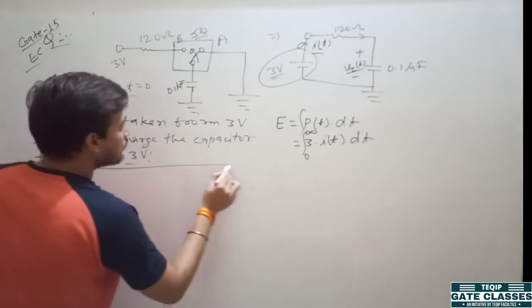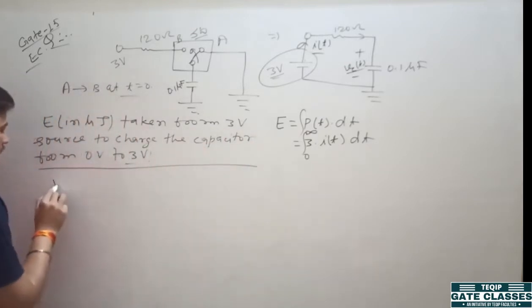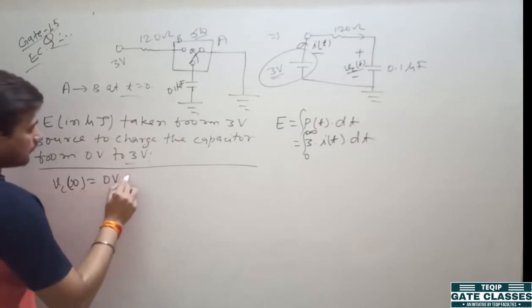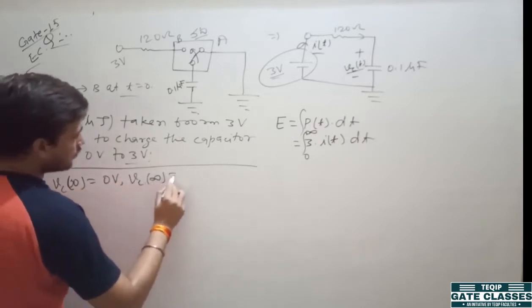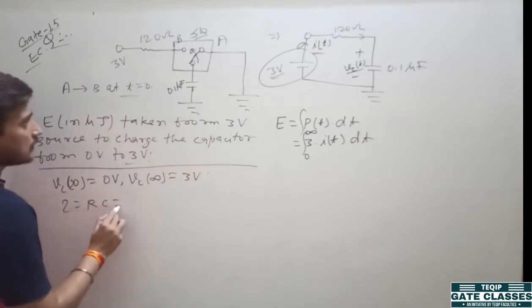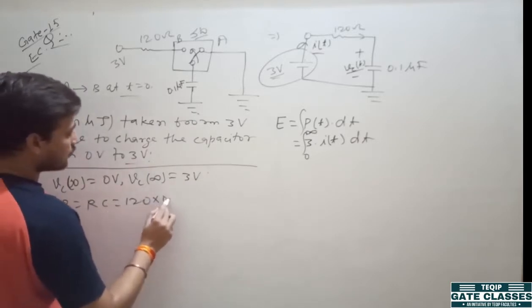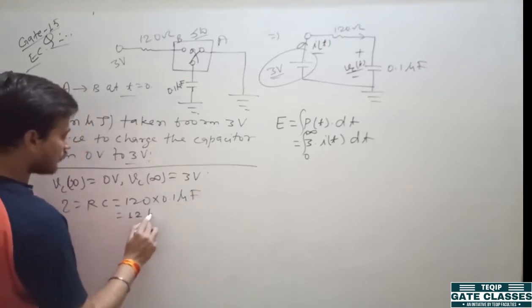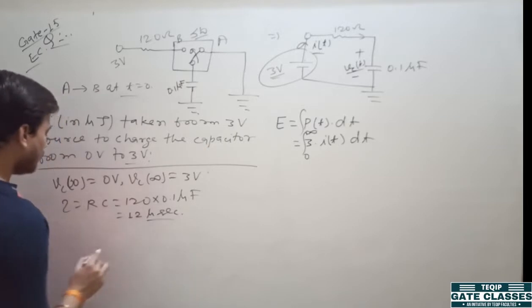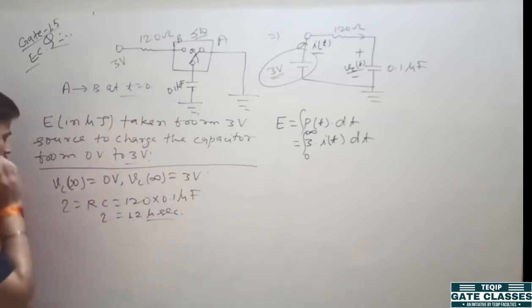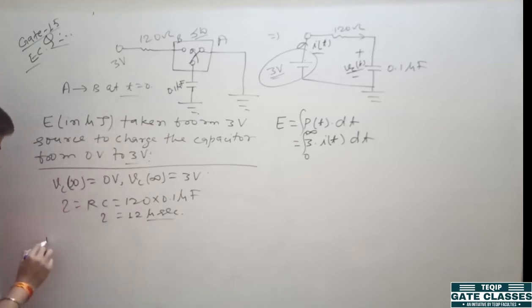So how will you write the expression for voltage? We write VC(0) equal to 0 volt, VC(infinity) equal to 3 volt, and time constant tau is equal to R into C, that means 120 into 0.1 microfarad, that means 12 microsecond. Clear? So now we'll write the expression for VC(t).